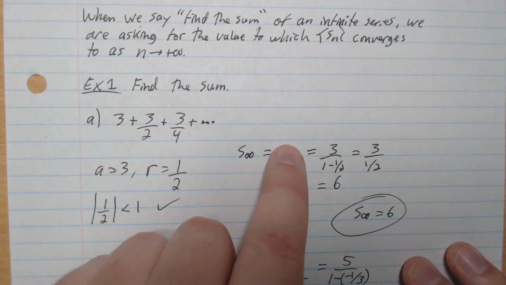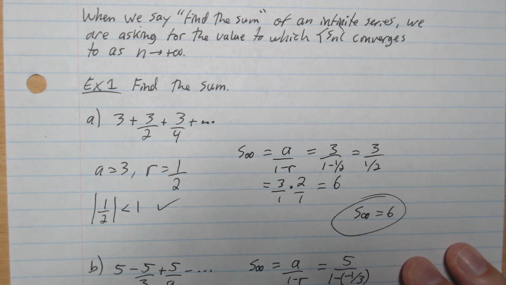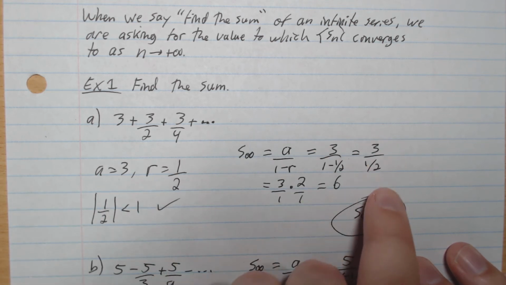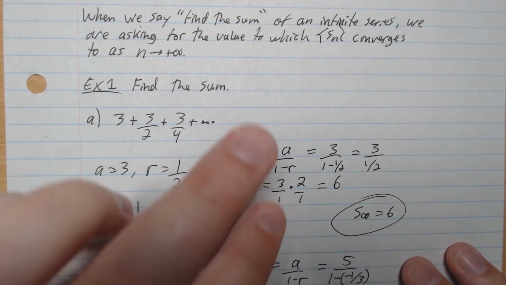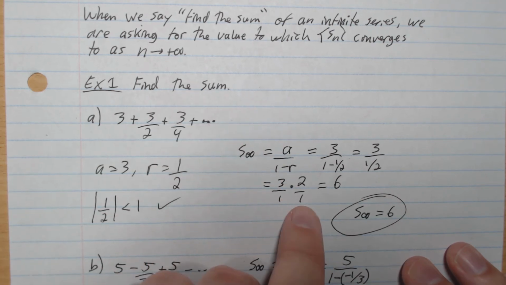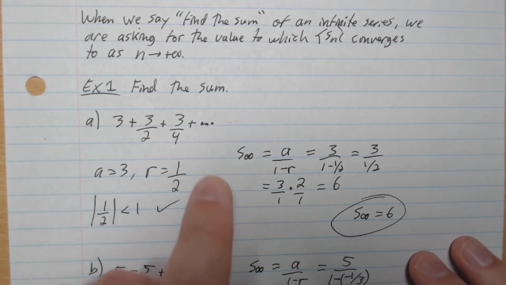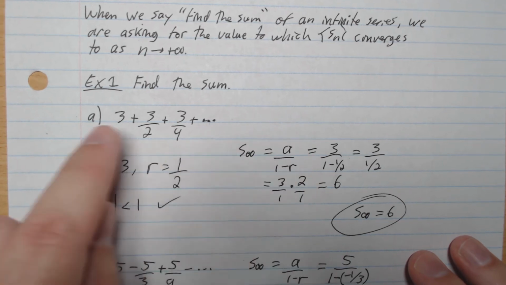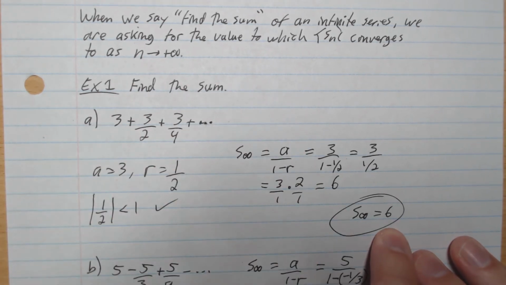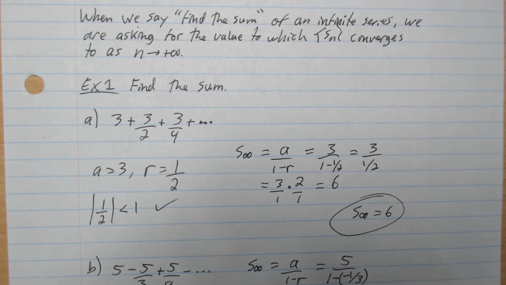So that infinite sum is a over 1 minus r. A is 3, r is a half. So we have 3 divided by a half, times the reciprocal, so 3 times 2 over 1, which gives 6. So the infinite sum is 6. All right, so just a reminder, as we add more and more terms, the sum approaches 6, right? That's what this infinite sum means.